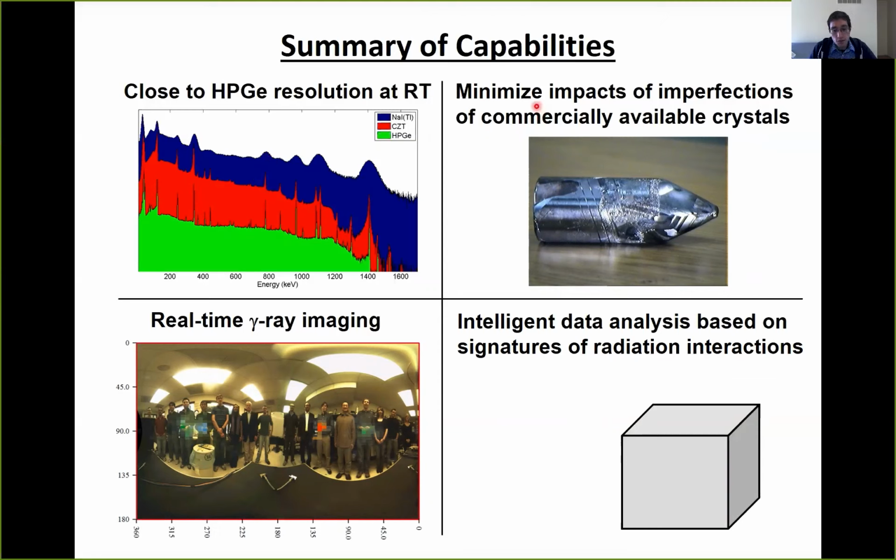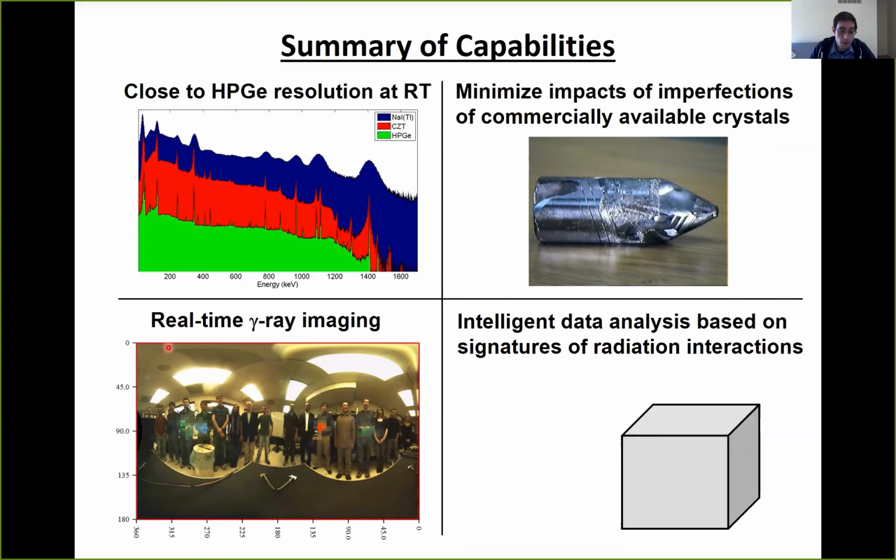The way the technology works also minimizes the impurities associated with the CdZnTe crystal. Because it's pixelated, we can do a gain correction based on each pixel to see which one is performing poorly. So therefore, we can increase the capabilities and the resolution of the detector. Finally, using the system, we can do real-time gamma ray imaging.